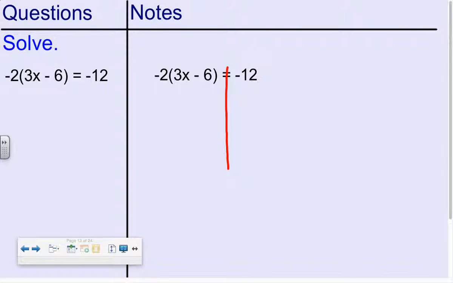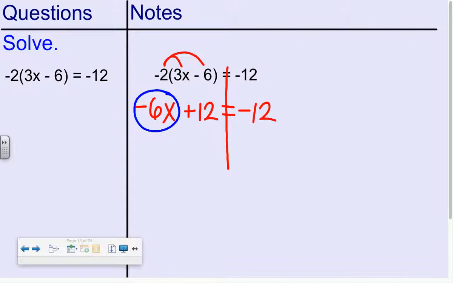Once again, I've got parentheses, so that's my first step that I need to take. Distribute the negative 2. So negative 2 times 3x is negative 6x. Negative 2 times negative 6 is positive 12.